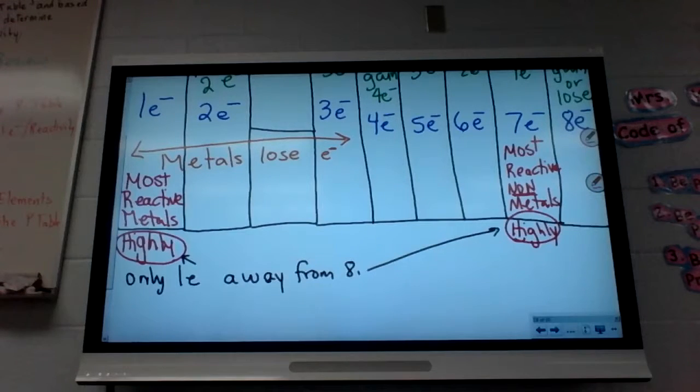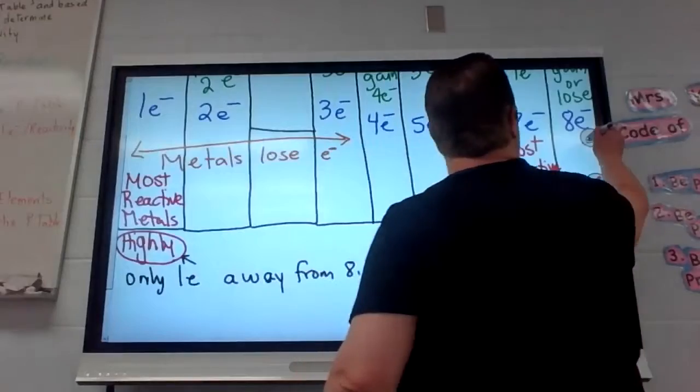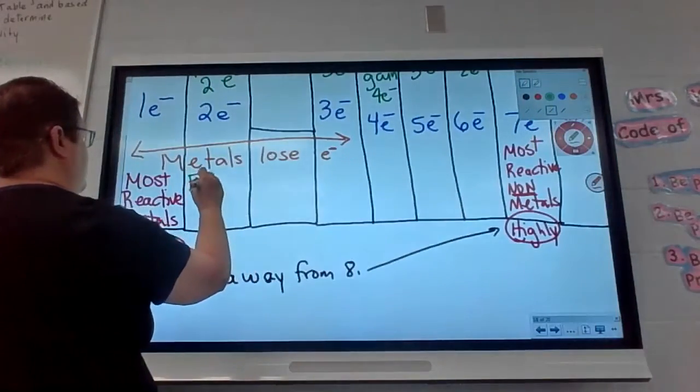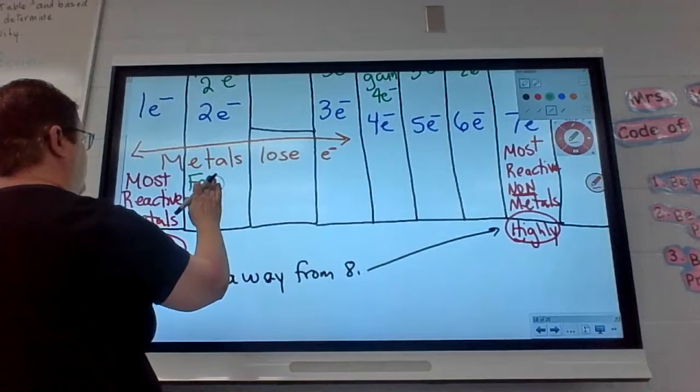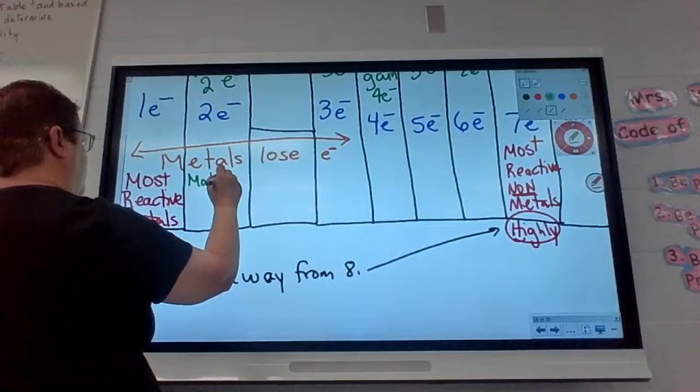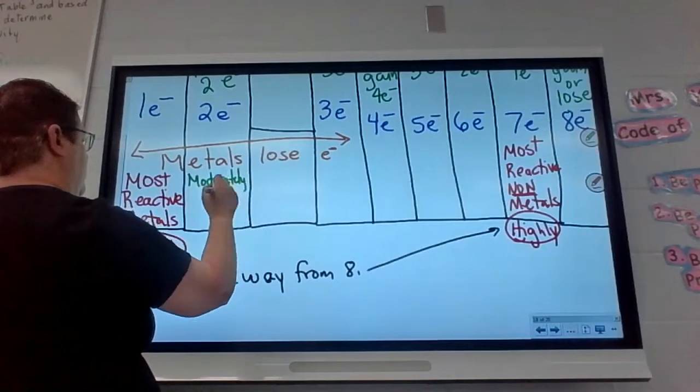Based on this rationale, who would be the next most reactive groups on the periodic table? If 1 and 17 are the most reactive, who would be the next most reactive? 2 and 16. Okay? And so forth. Yep. These are, let's say this, moderately reactive.